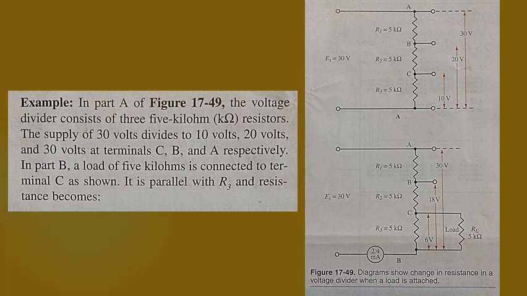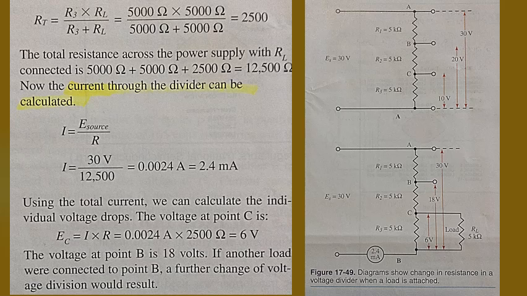It is in parallel with R3, and resistance becomes, as shown on the screen, RT equals R3 times RL divided by R3 plus RL, which gives us 2500 ohms in this case. The total resistance across the power supply with RL connected is 5000 ohms plus 5000 ohms plus 2500 ohms, or 12,500 ohms.